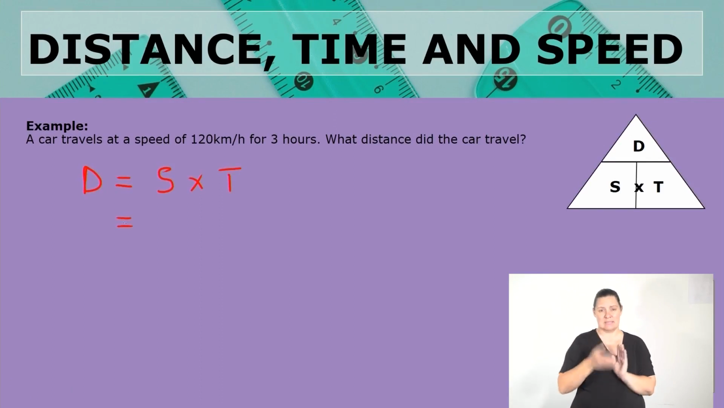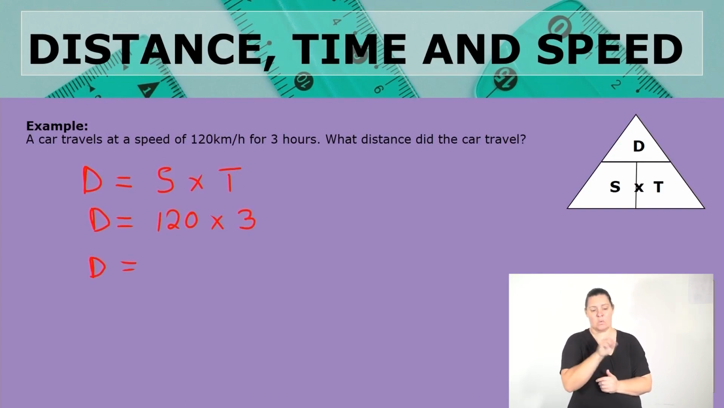Our speed given is 120 kilometers. We are multiplying that with 3 hours. Do you have the answer? 120 multiplied by 3. Yes, it is 360 kilometers.